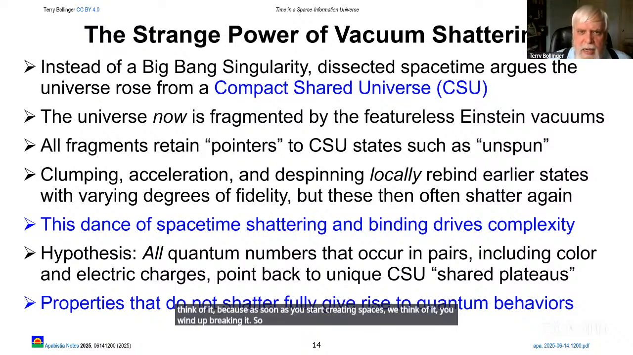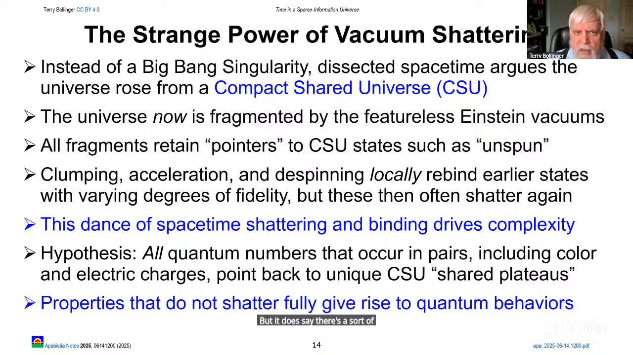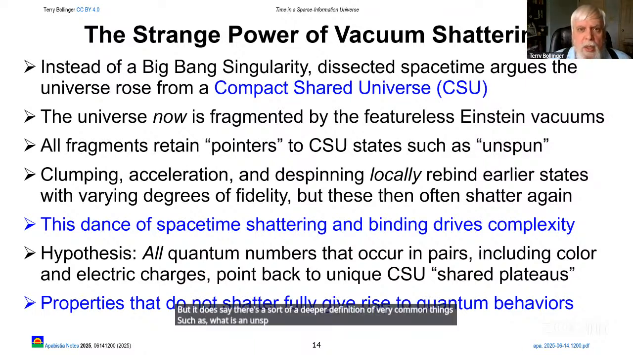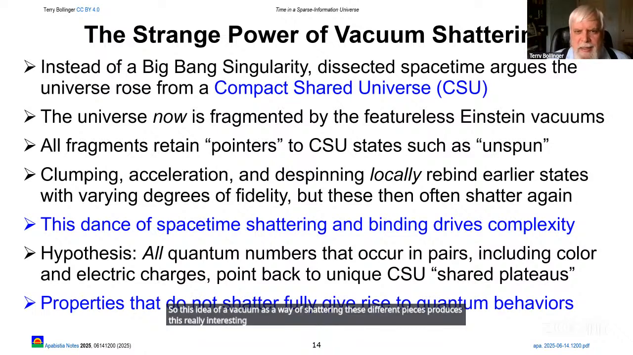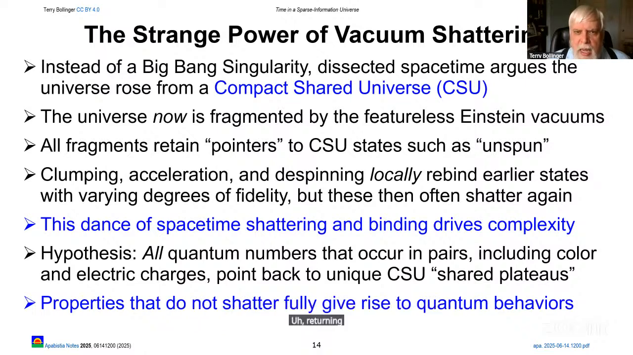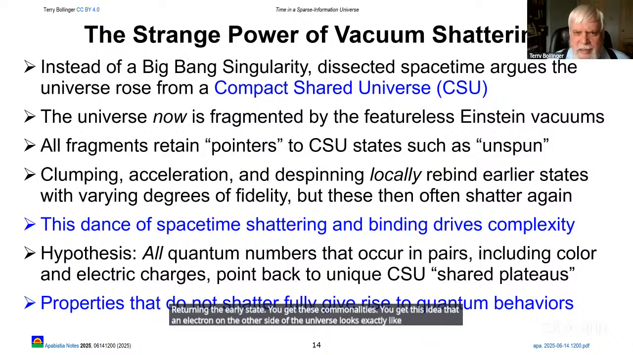So there's a kind of an inverse correlation in that. But it does say there's a sort of a deeper definition of very common things, such as what is an unspun state, that nonetheless they were shared, but then it was broken apart. So this idea of a vacuum as a way of shattering these different pieces produces this really interesting clumping, acceleration, despinning, locally rebinding, returning the earlier state. You get these commonalities. You get this idea that an electron on the other side of the universe looks exactly like an electron on this side of the universe.